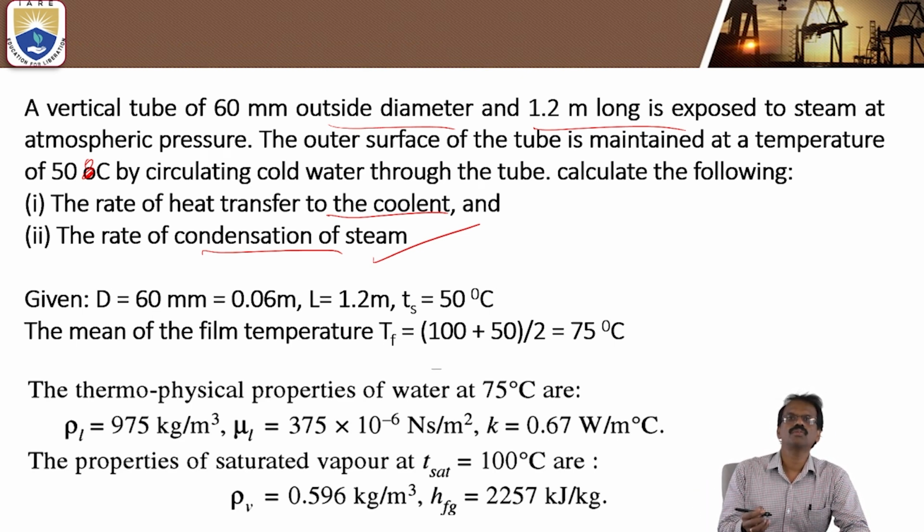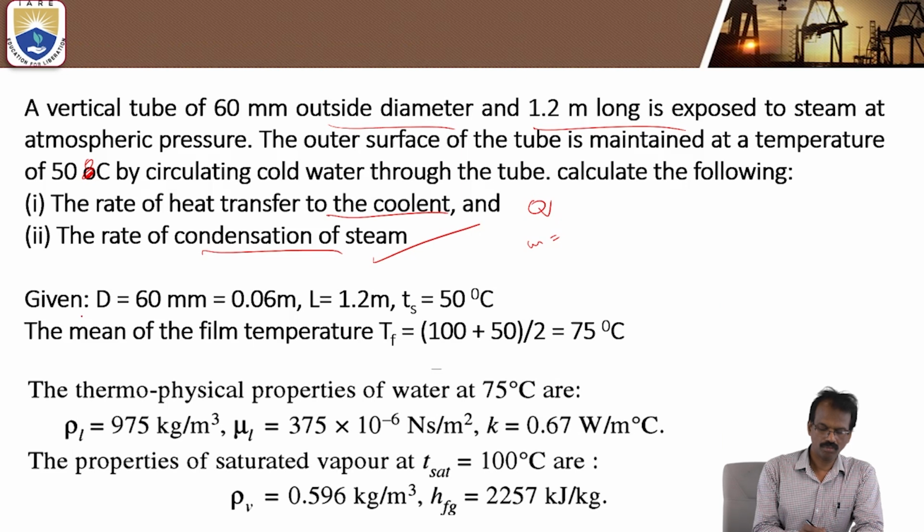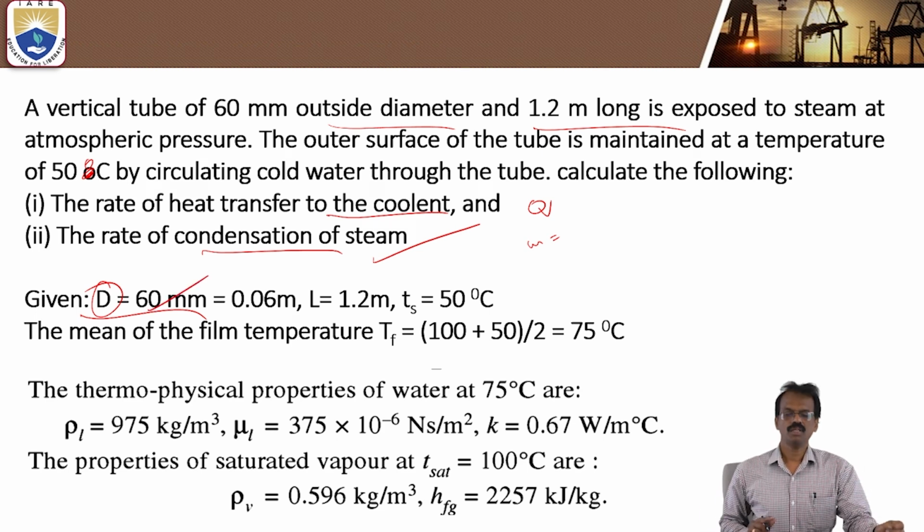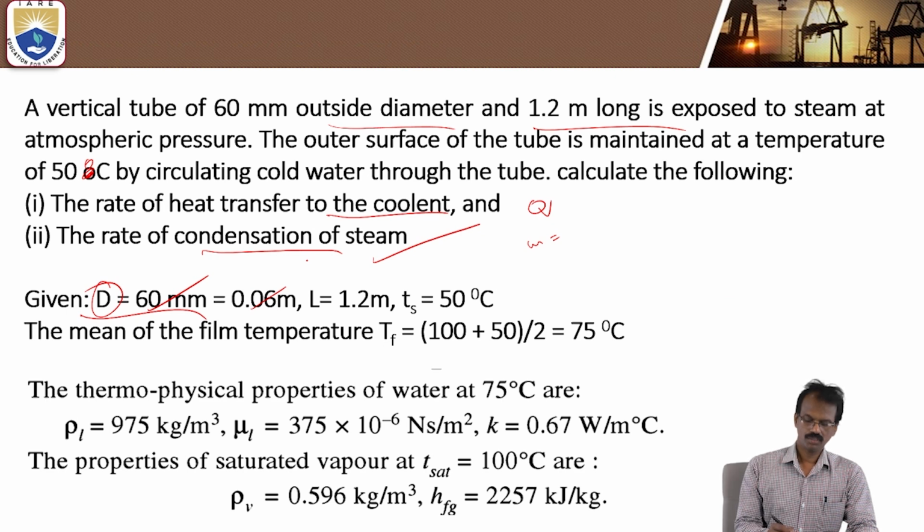First we have to find out the Q value, then the rate of condensation, so the m value we have to find out. What is the data given here? The tube diameter, for the vertical tube, is equal to 60 mm, converted to meters. Next, the length is also given, 1.2 meters. Next, the surface temperature is 50 degrees Celsius, which is also given.